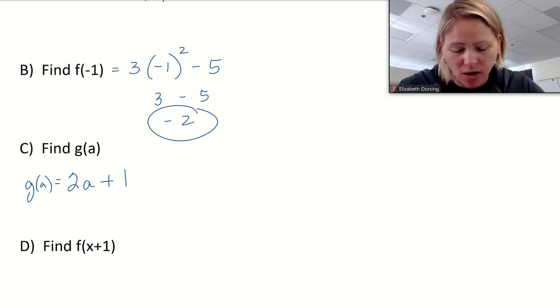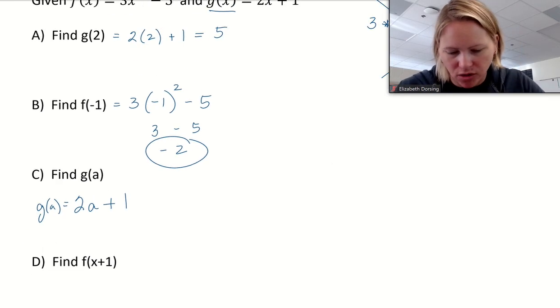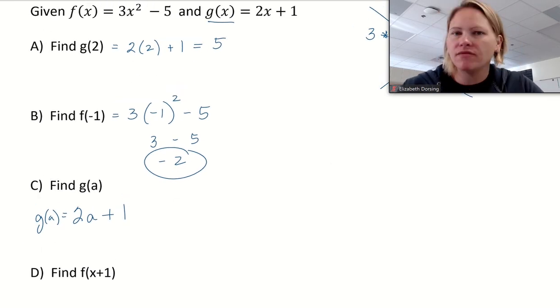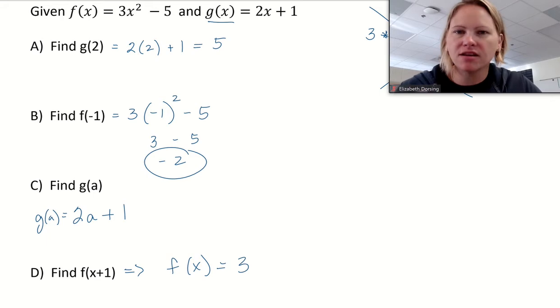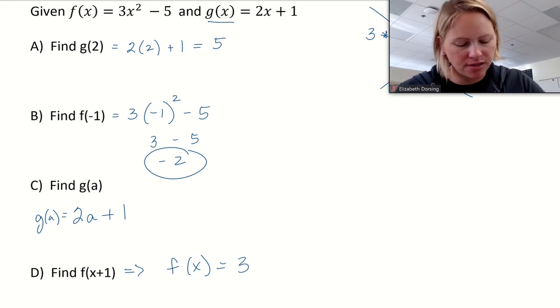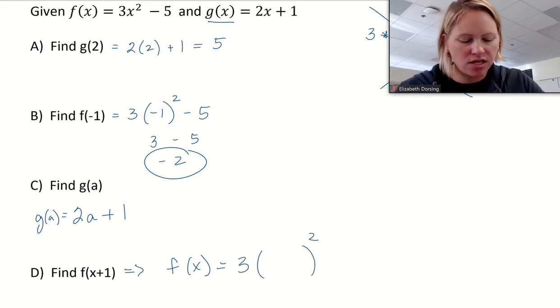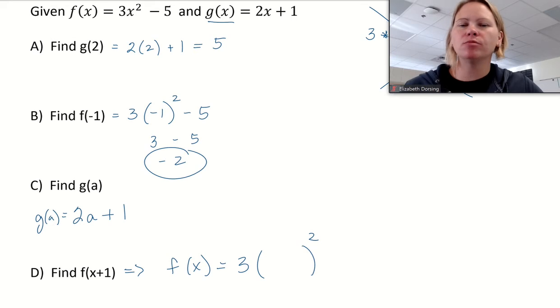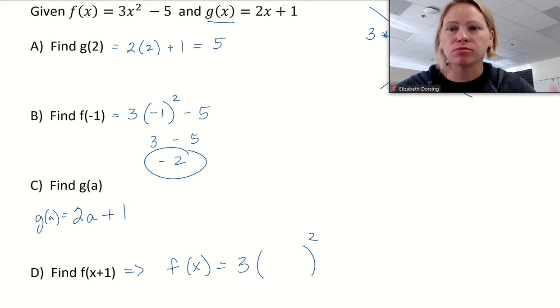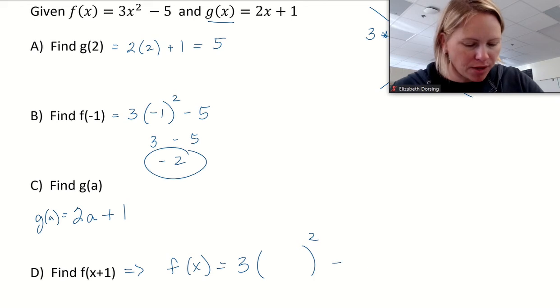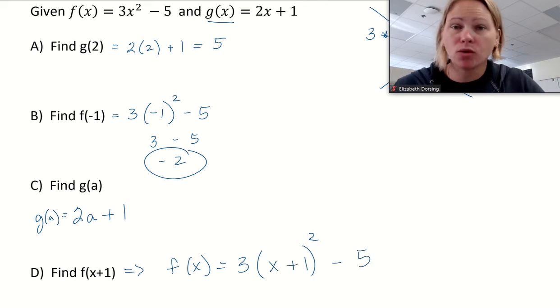Find f of x plus 1. Now this one is maybe a little bit more complex because we now have not a value or a letter, we have an expression. What we're going to do is realize that the f of x equation really means we have 3, and then think of x not as a single letter but as a box or a set of parentheses. A variable you can think of as a box, or some people call it a bucket, where we can put a value in. The value we're going to put into that bucket now is x plus 1. So we're going to take that bucket and fill it with x plus 1.